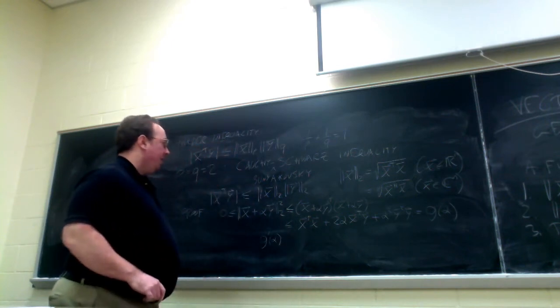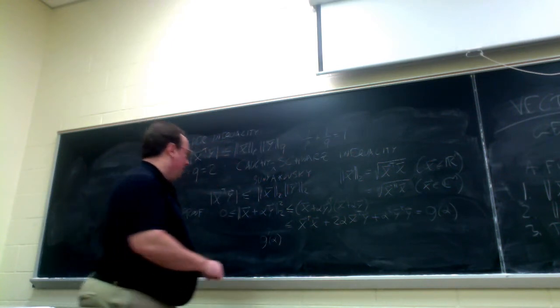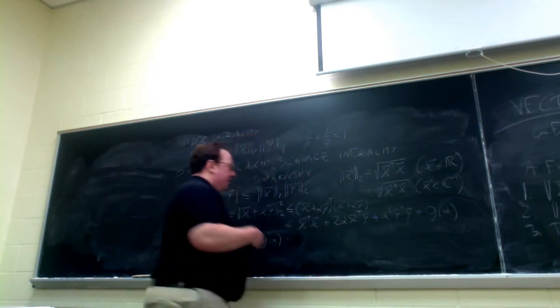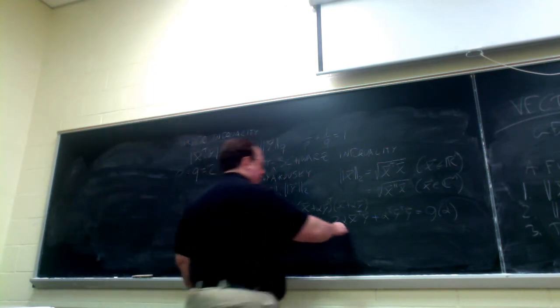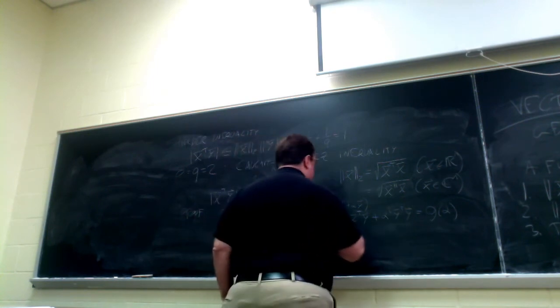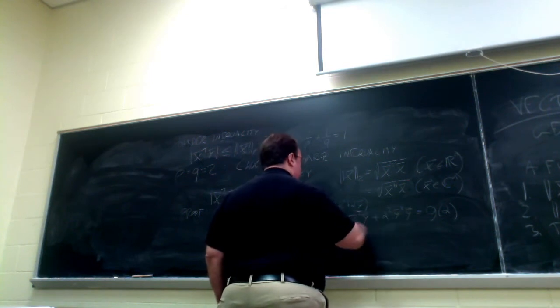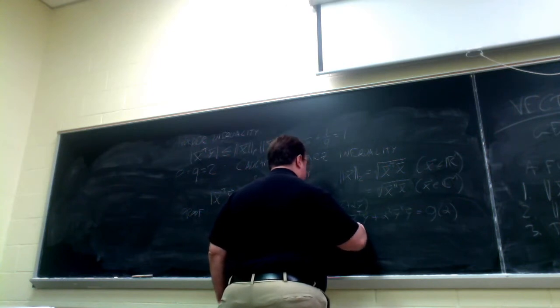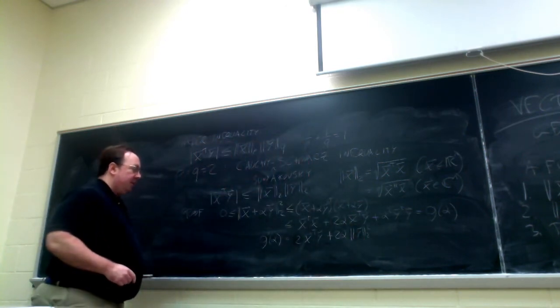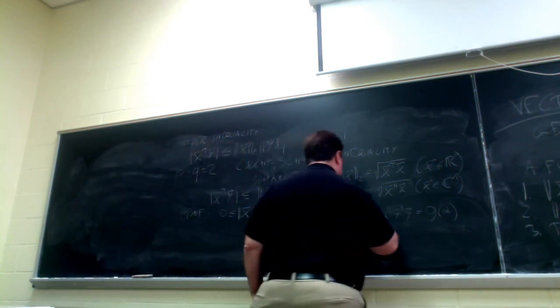So g prime of alpha would be, well, I get nothing from this term because there's no alpha in it, so the derivative of that part is 0. Here I would get 2 x transpose y, and then 2 alpha y transpose y, and y transpose y is the same as the 2 norm of y squared, so I'm going to need that later.